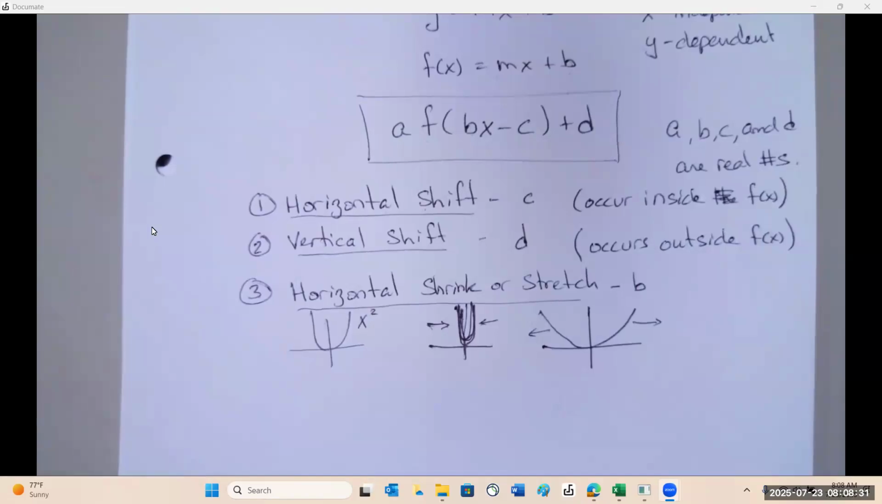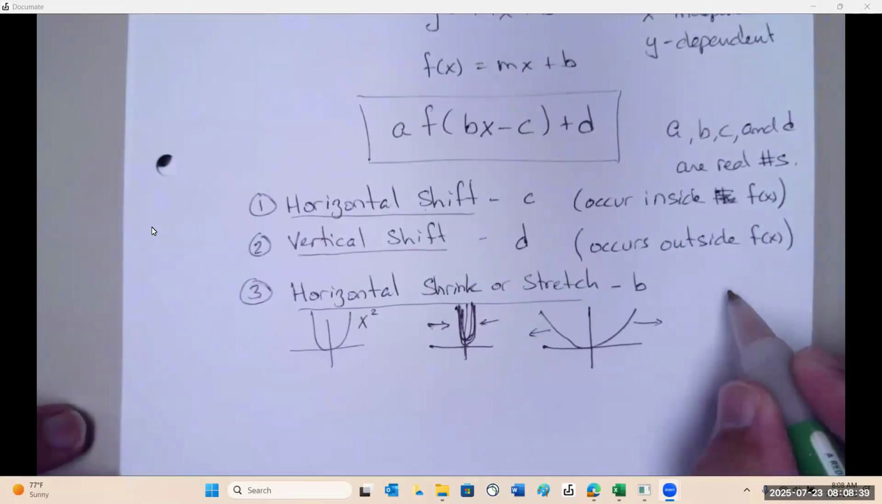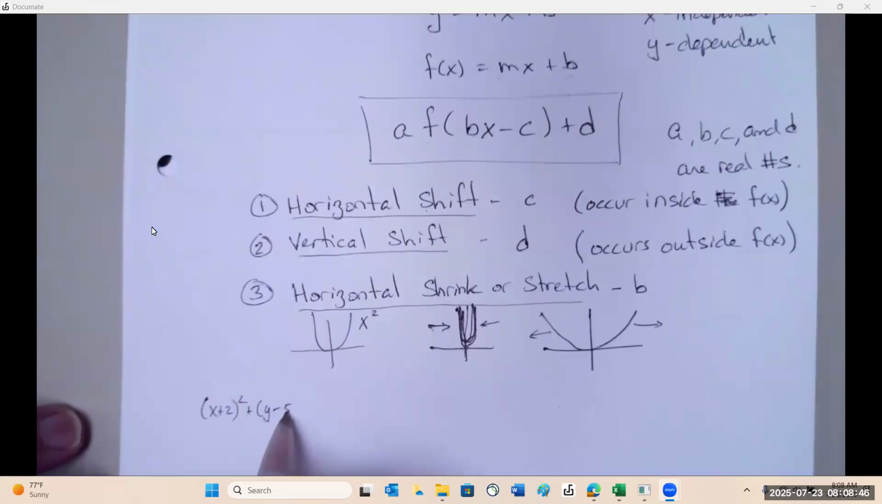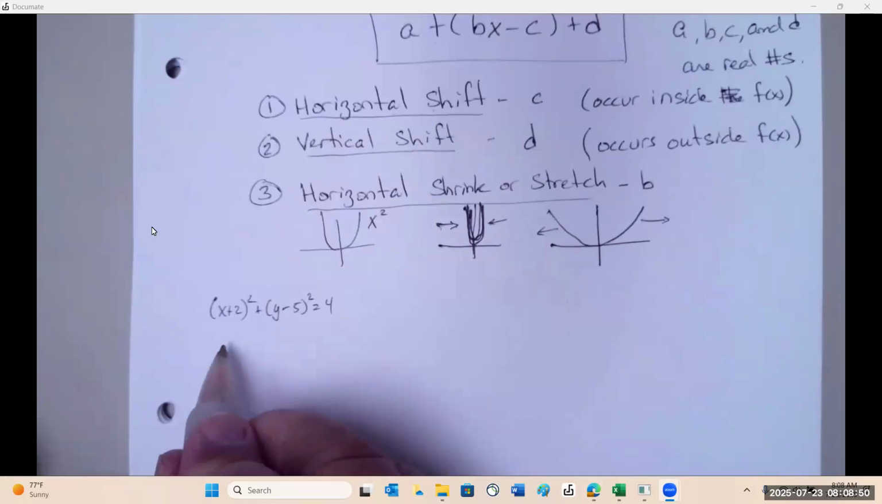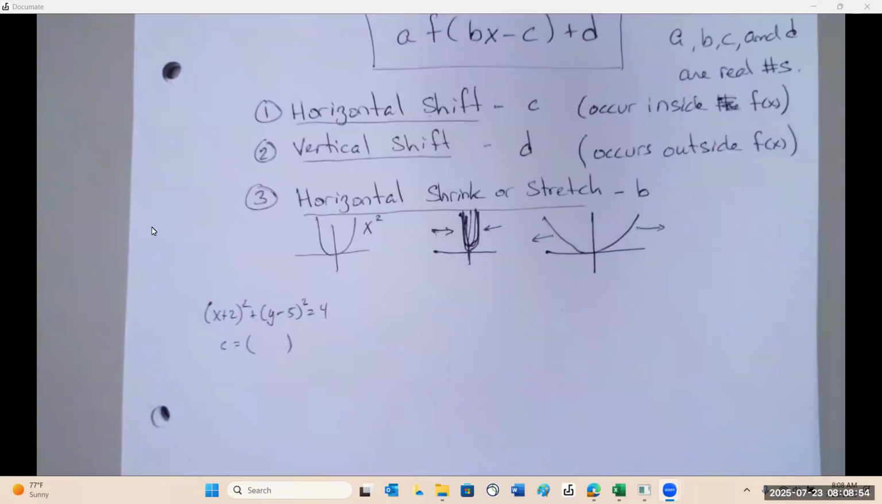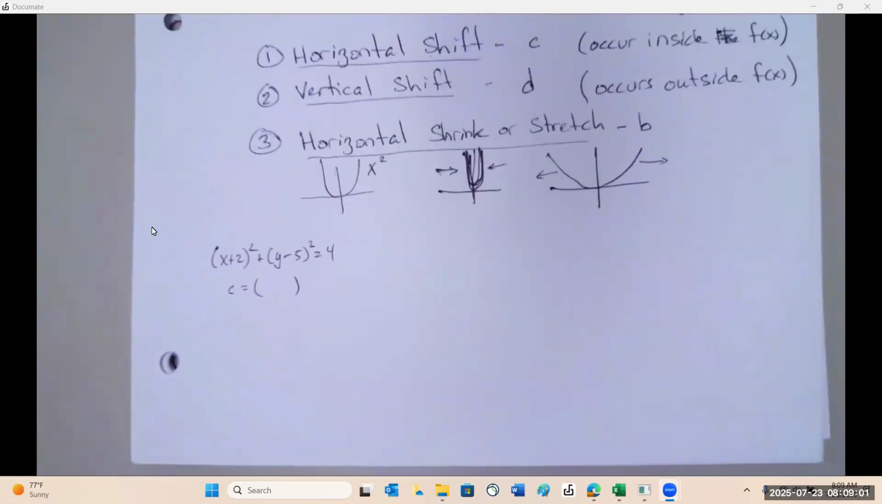And here's another hint for you all. Remember when we did circles and we asked you to find the center of the circle? And I gave you something like this: x plus 2 squared plus y minus 5 squared equals 4. Where was the center? This is chapter 1. Where was the center of that circle?